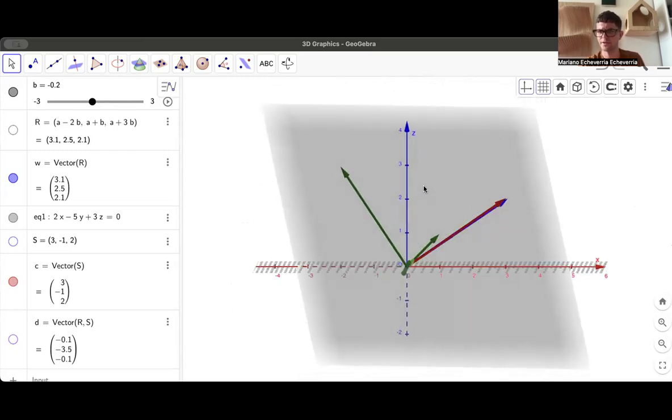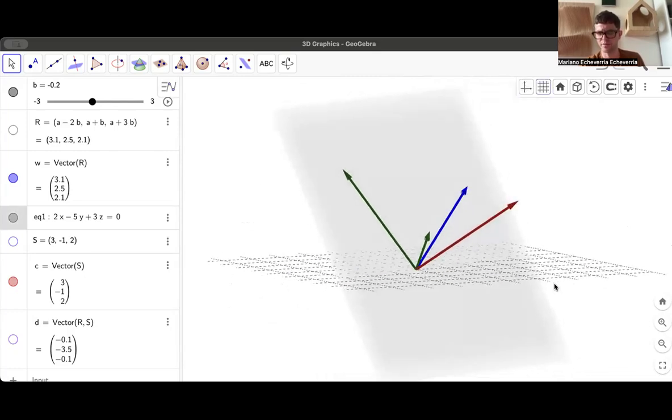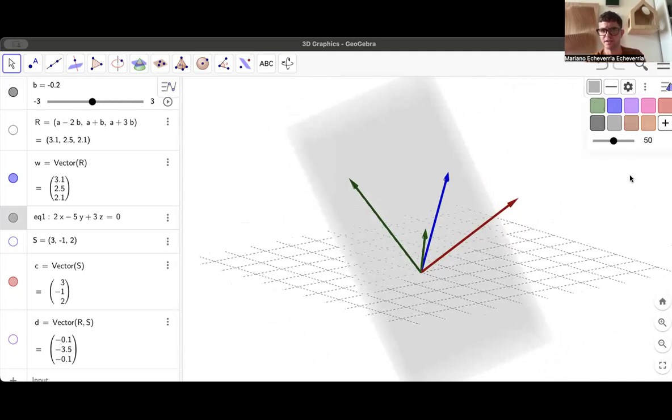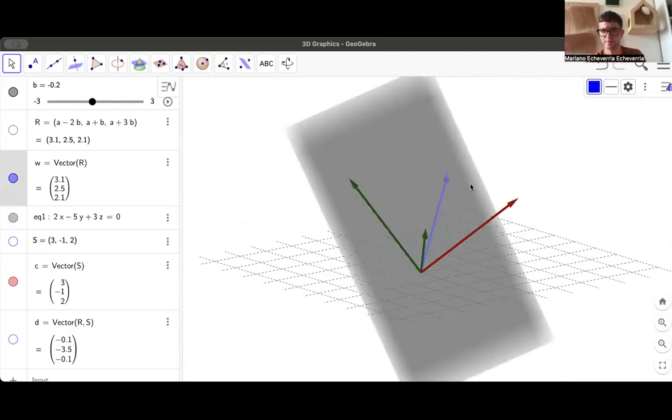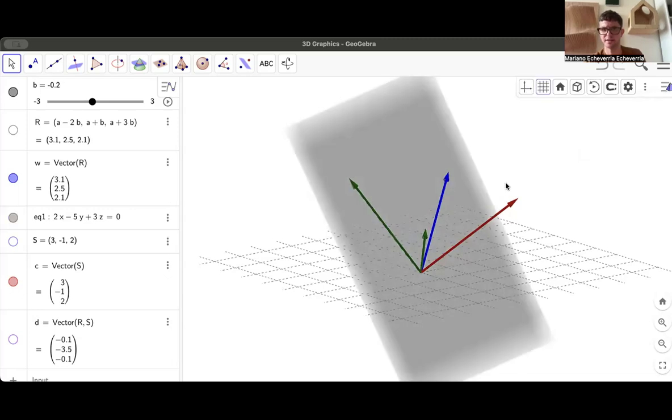Let me see if I can delete the axis, because I think it makes it more confusing. Okay, let me see if I can erase the axis from the picture. Okay, yeah, I think that looks better. Hopefully it does, because otherwise there are too many things going around in the picture. So let me make the plane a little bit darker so that you can see it more nicely. Okay, I think this looks good.